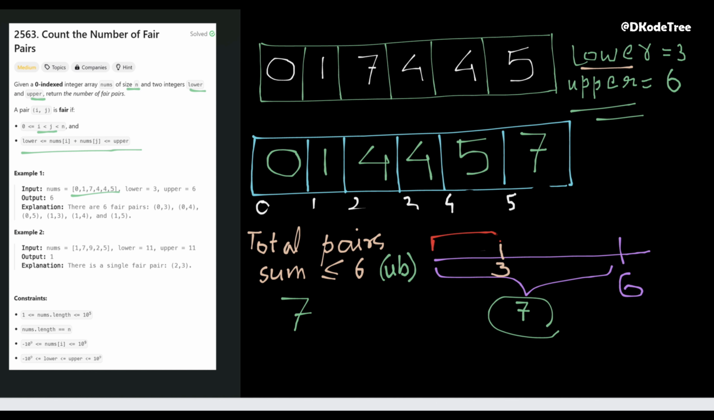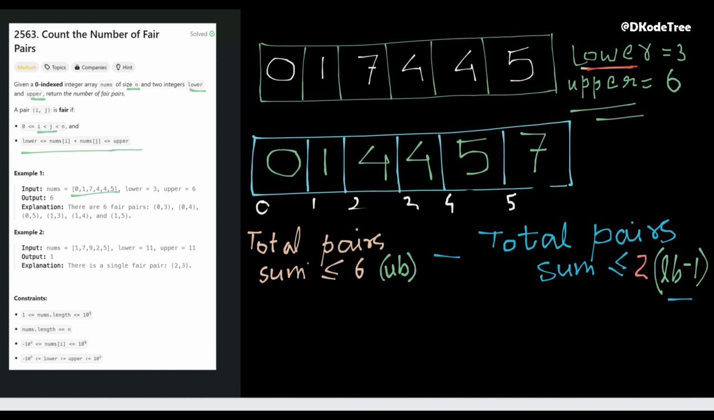So what is this area? This is actually total pairs with sum less than equal to 2, which is 3 minus 1, the lower bound minus 1. Because this section includes anything that is equal to 3 as well. So if we consider 3 minus 1, it will be easier for us to solve the problem, and we can reuse the code that is written for calculating this total value. So our final formula comes down to total pairs with sum less than equal to upper bound minus total pairs with sum less than equal to lower bound minus 1.